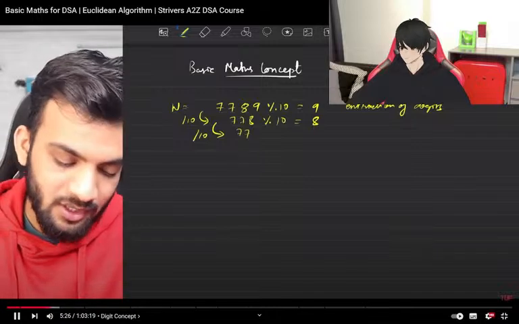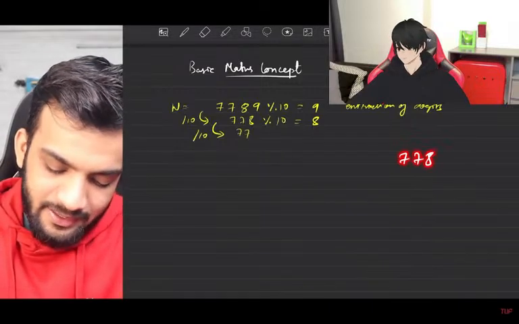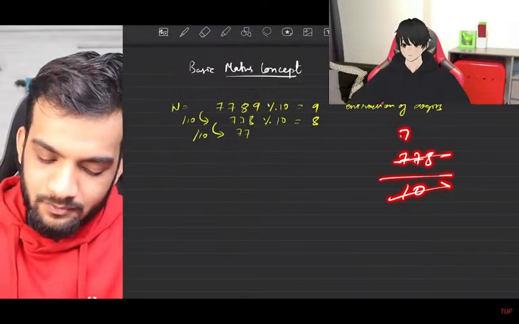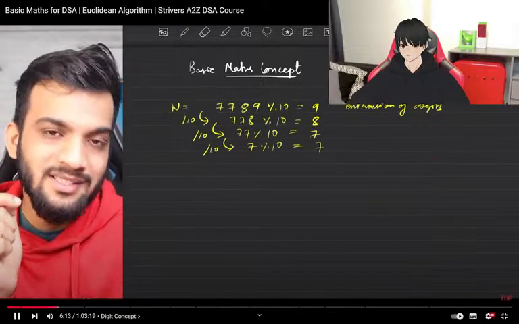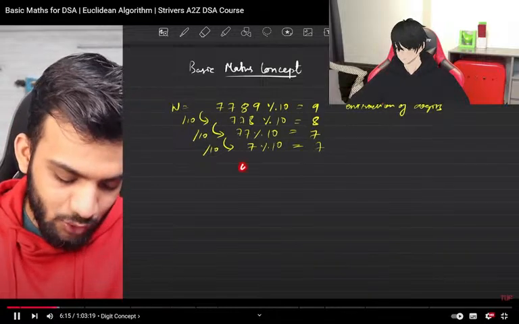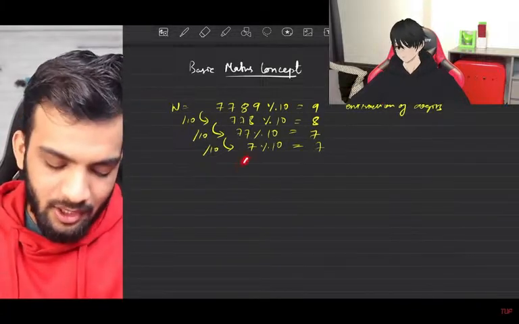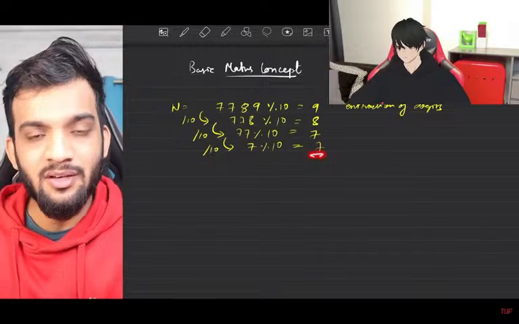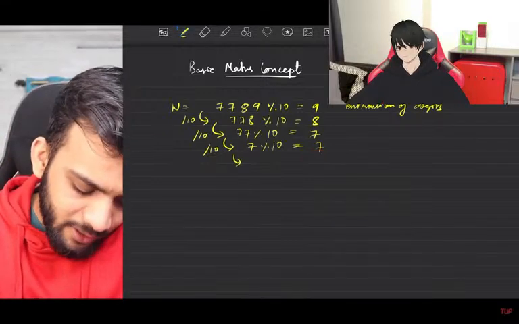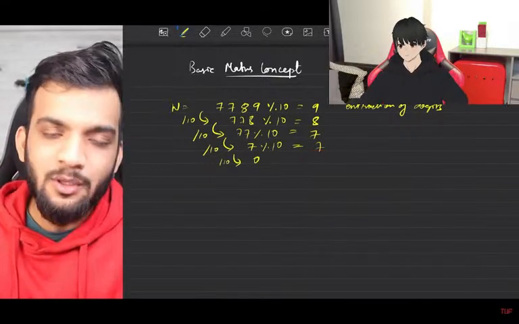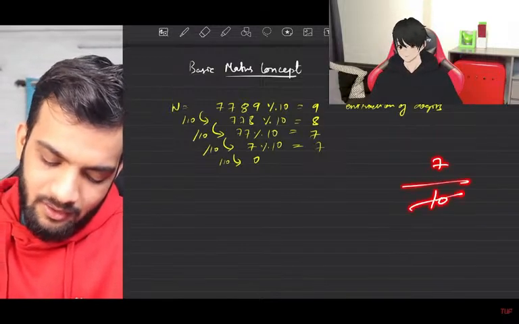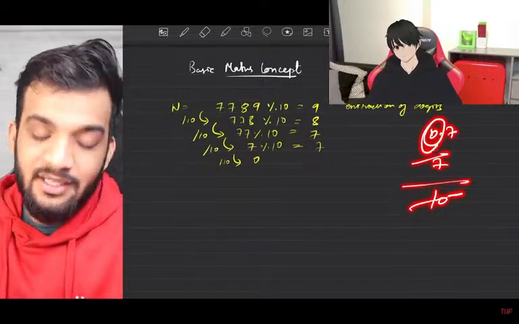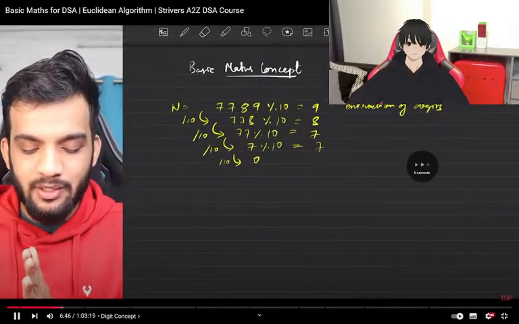Then 77. Why? Because if I take 77 by 10, the nearest number that is divisible by 10 is 70, thereby you get a remainder of 7. So you get 7. After that, if you again try to divide it by 10, this time you'll end up getting 0. Because if I take 7 divided by 10, it'll be 0.7, and we've extracted all the digits.